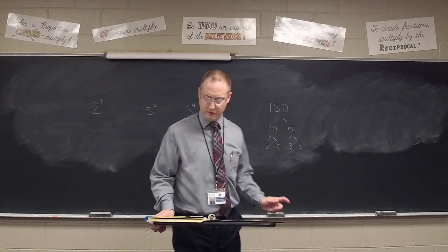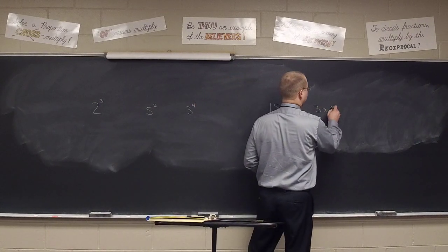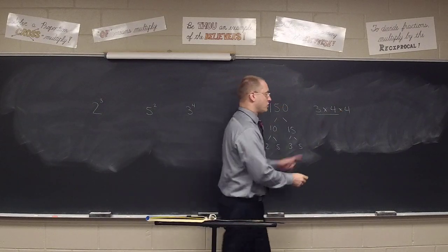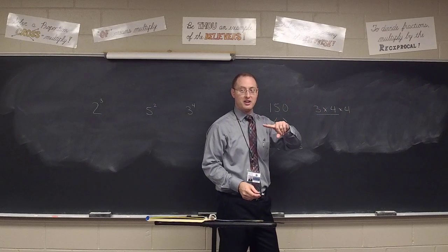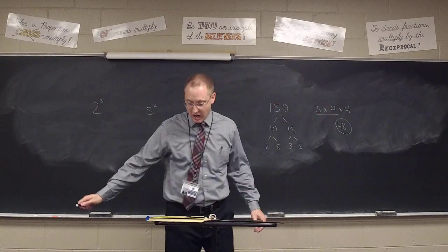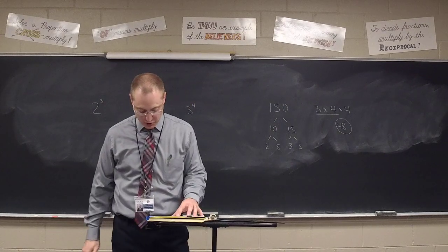36. For number 11, so we got a 3 times 4 times 4. What is 3 times 4? 12. And then 12 times 4? 48. There we go. Should have been our answer for that one. But for redemption, Sam, let me come back to you on number 12.